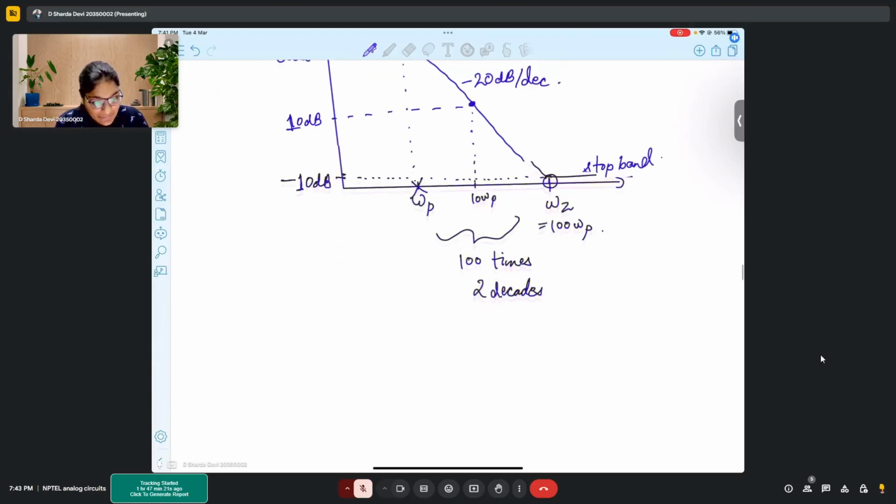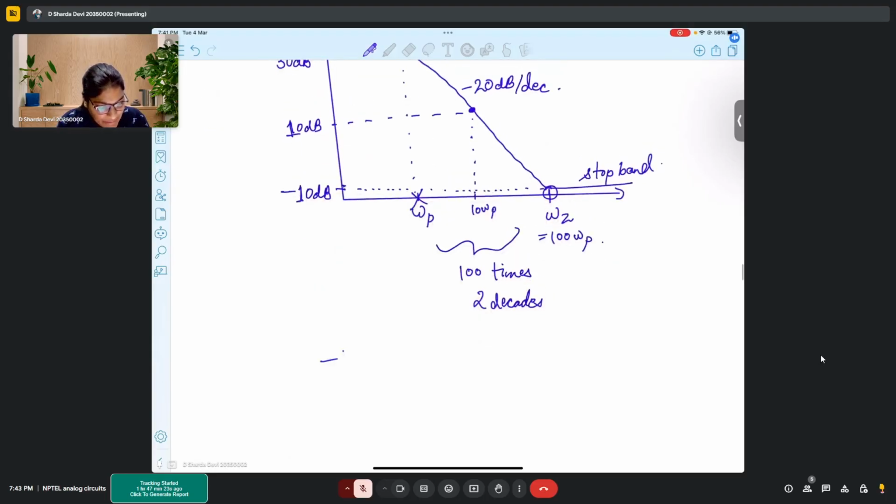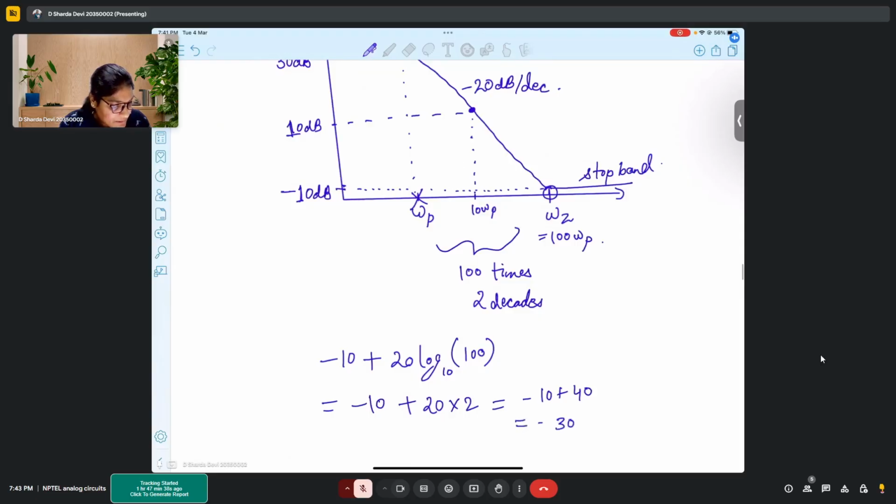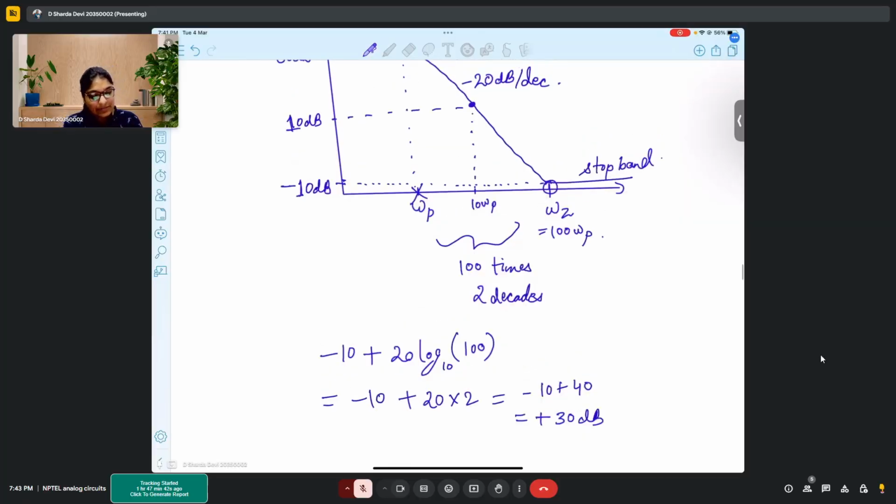And mathematically, if you want to solve, there again we will have minus 10 plus 20 log base 10 of 100. So here again it will be minus 10 plus 20 into 2, that is minus 10 plus 40, that is minus 30 dBs. Oh, sorry, plus 30 dBs. Is this clear?